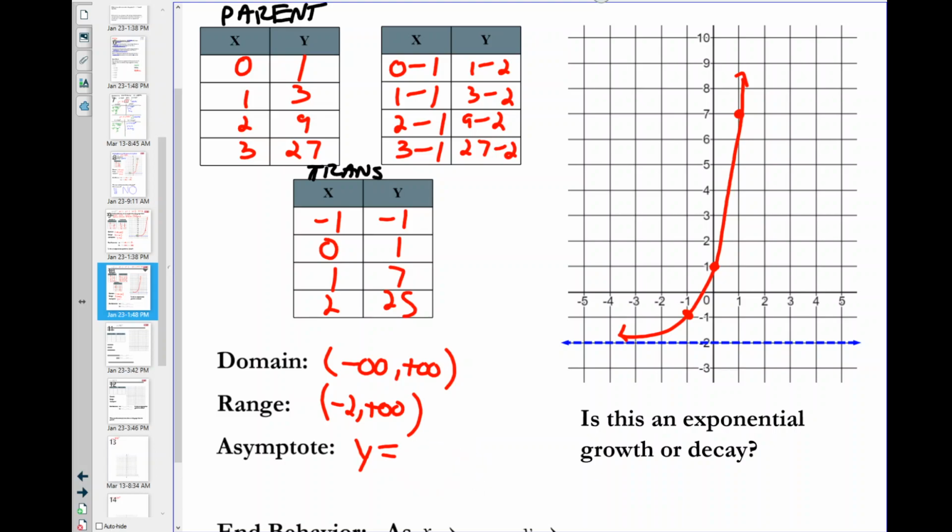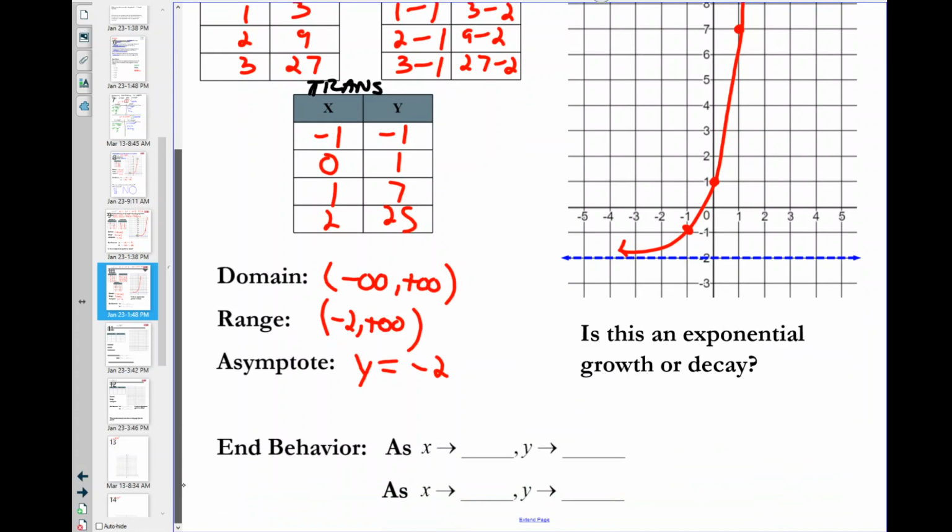Whatever k is, wherever k is, that's your asymptote. Now, again, disclaimer, once we get to logs, it's going to change. It's going to be a logical change, but it's going to be, no pun intended, logical.